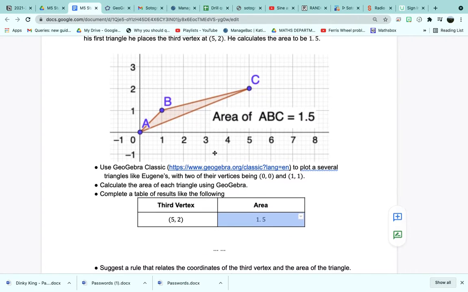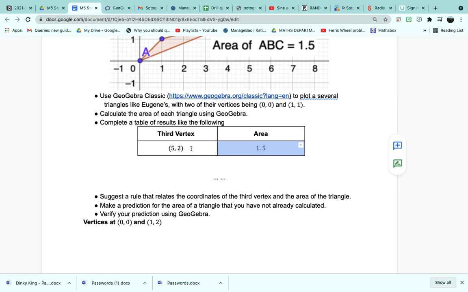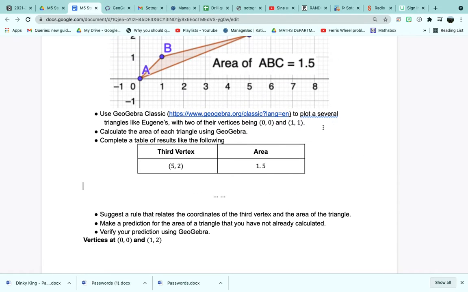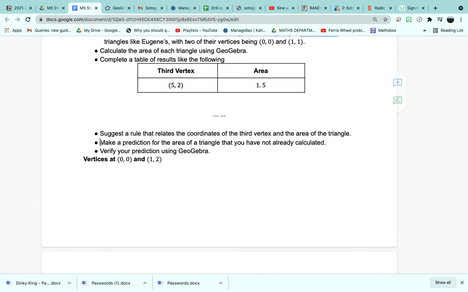Now, we need to do this for lots of different triangles and complete this table. Suggest a rule that relates the coordinates of the third vertex and the area of the triangle. Basically, it's asking you if there's a pattern between this and the area. The more vertices you do, the more likely you are going to generate a pattern. Then you need to predict what's going to happen for something you've not calculated. And then you're going to show that it does happen.